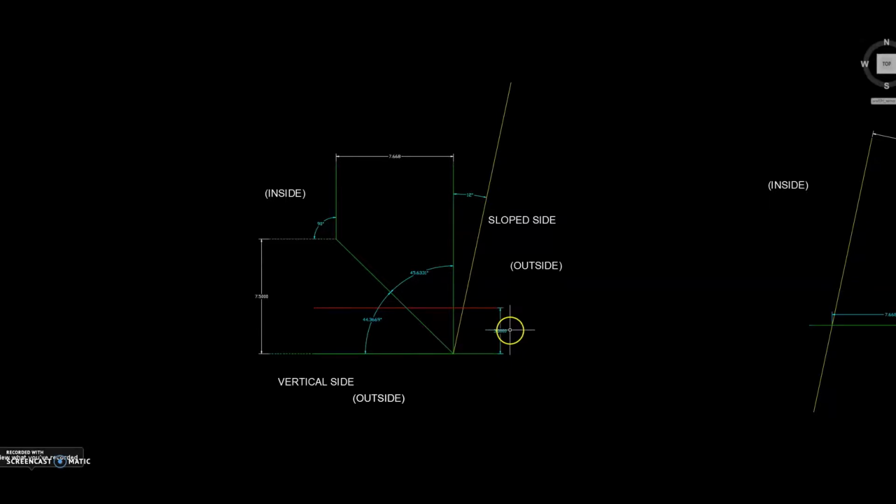The last line that we have placed here is the red line. We can see this red line is parallel to the horizon, and the distance between them is 3 inches, as seen in this dimension.